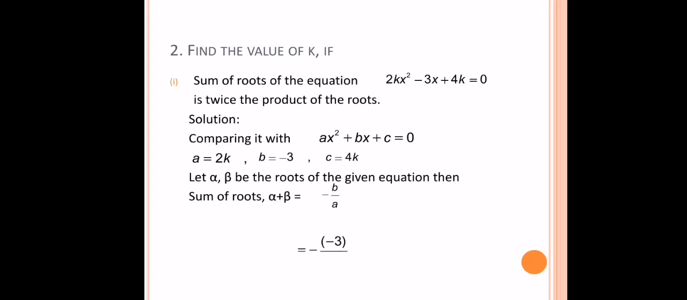While putting the values of b and a, we get minus into minus 3 divided by 2k, which will become 3 divided by 2k. Now the product of roots is alpha beta, and from the formula it is c by a. So putting the values of c and a, we get 4k divided by 2k. k will be cancelled out with k, and 4 divided by 2 is equal to 2. So the product of roots alpha beta is equal to 2.